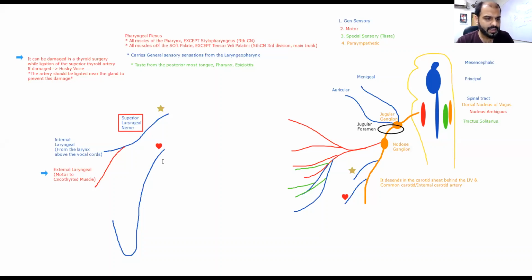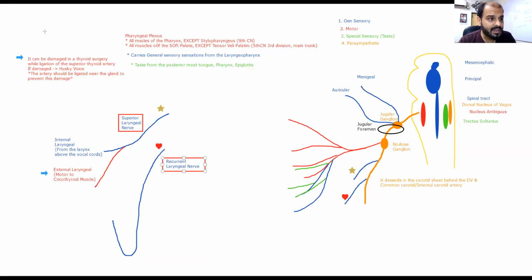The name of this nerve is recurrent laryngeal nerve. We should change the color into blue, and again, what should I do? I should make a box around this nerve in a red color so that we designate it not only as a general sensory nerve but also a motor nerve.